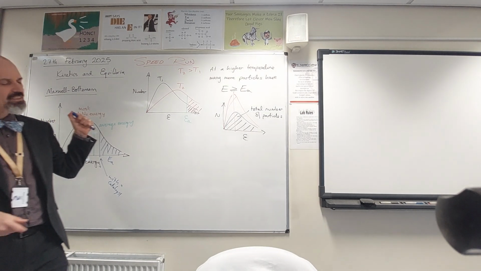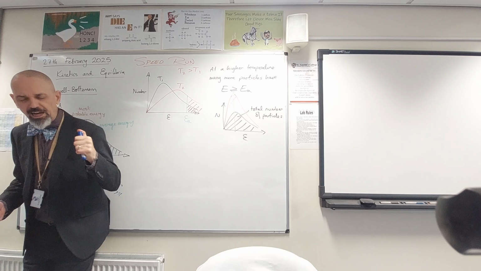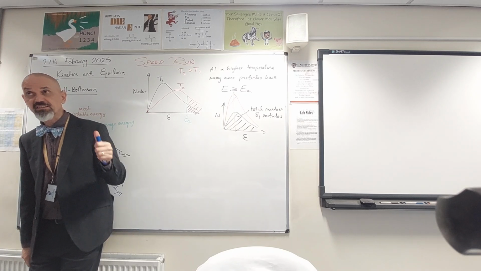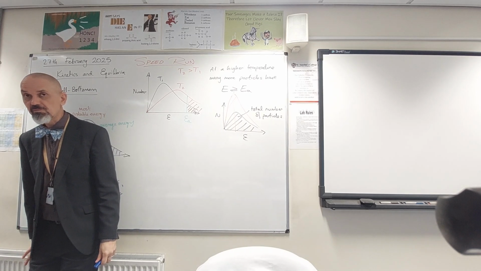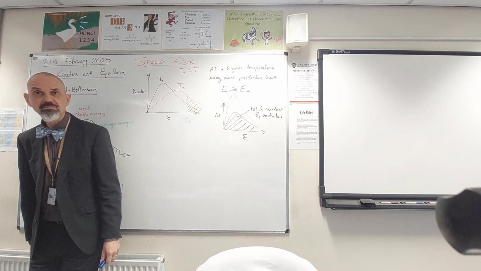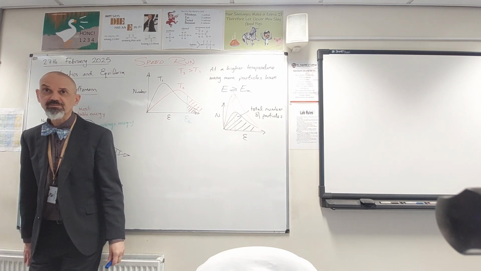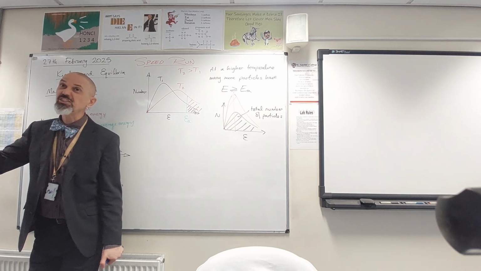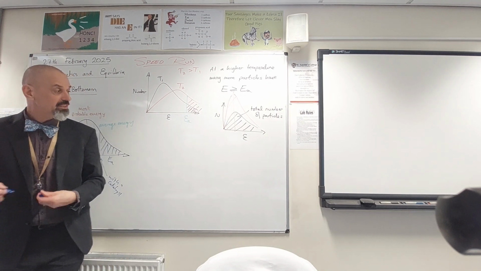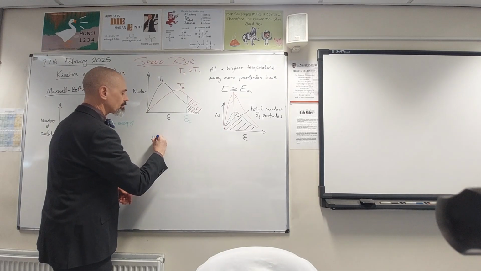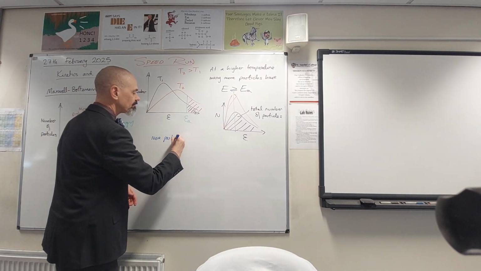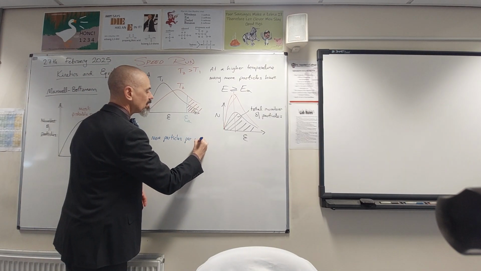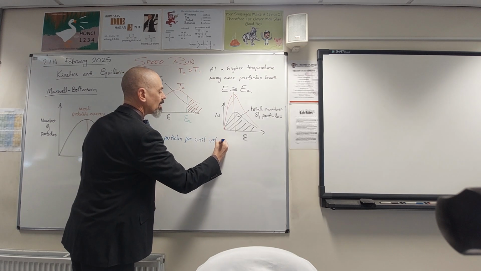Why does rate increase when we increase concentration of a solution? Because this increases the number of particles per unit volume. Just finish it while I write this on. This increases the collision frequency, which gives an overall increase in rate.